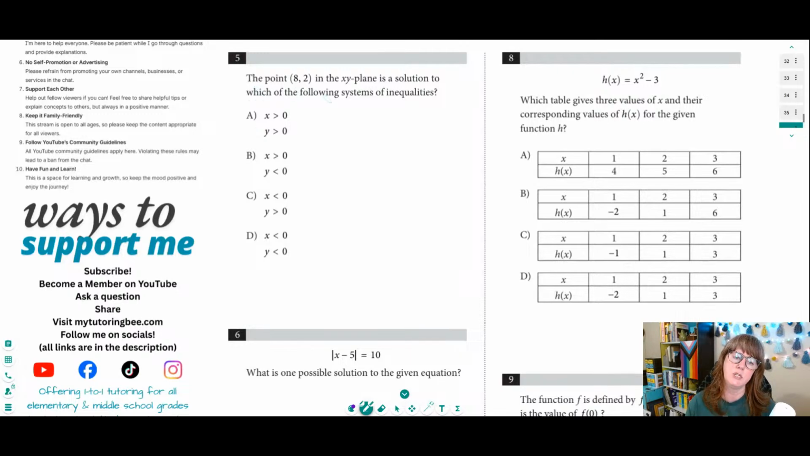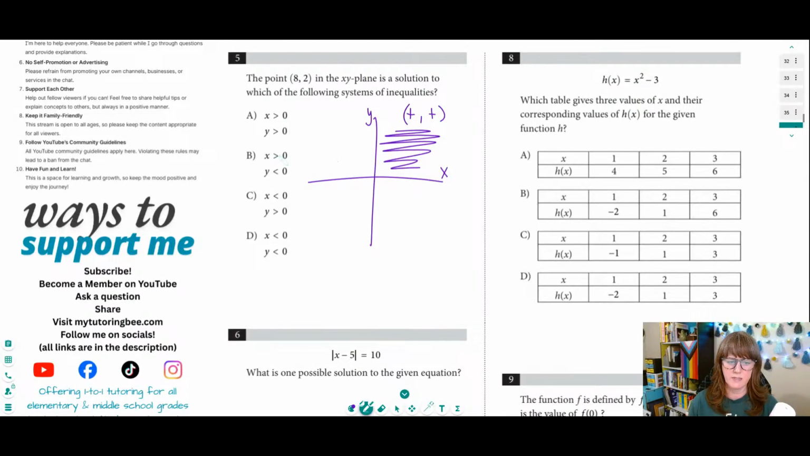The point 8, 2 in the xy plane is a solution to which of the following systems of inequalities? All right, so let's take a look at our answer choices here and think about our coordinate grid. If x is greater than 0 and y is greater than 0, that's positive x and positive y, right? So that's going to be in this quadrant 1.